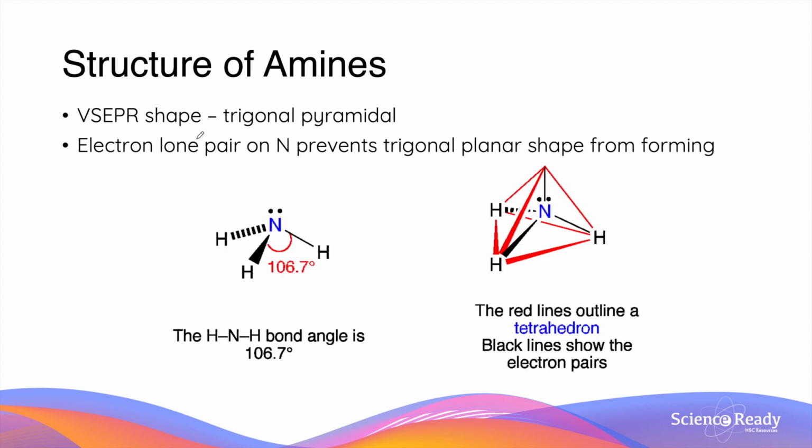The nitrogen atom in an amine functional group occupies a trigonal pyramidal shape, where the three bonds are subtended at an angle of 106.7 degrees away from the electron lone pair of the nitrogen atom. It is important to note that this is a different structure and shape to trigonal planar, as the electron lone pair repels the covalent bonds, preventing a trigonal planar shape from forming.